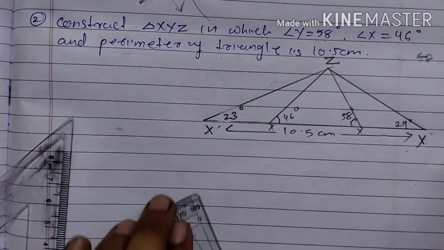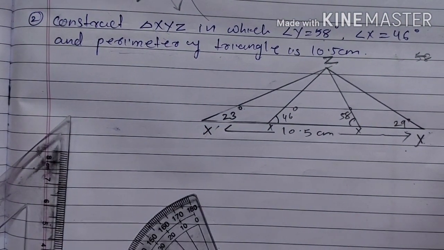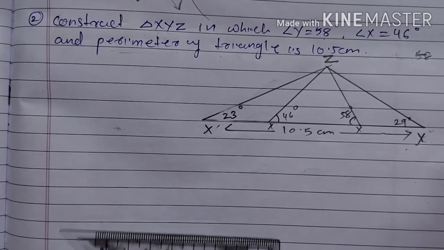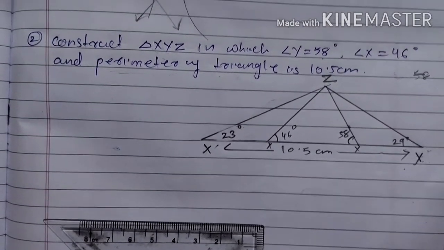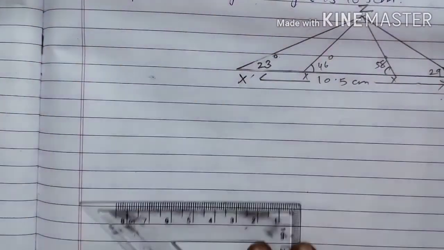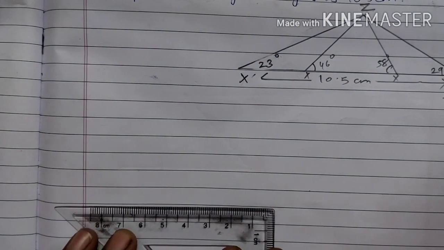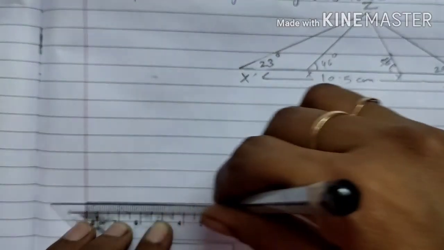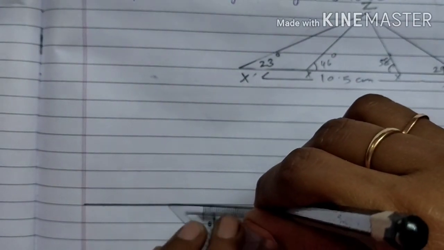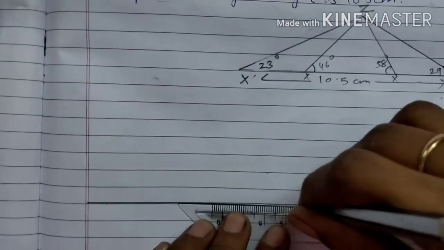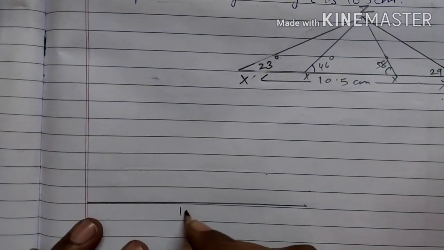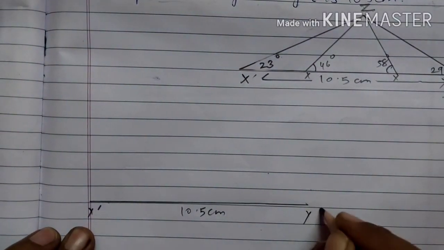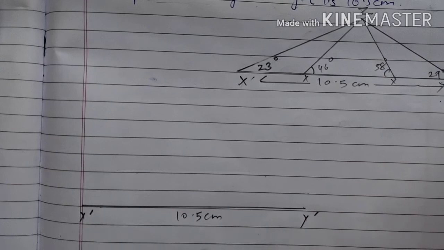Let's start the fair construction. This is the rough figure. Now start the fair construction. First of all, you have to draw X dash, Y dash as 10.5 centimeter. This is your base, 10.5 centimeter, that is X dash and Y dash.